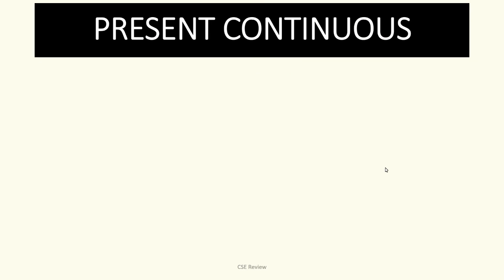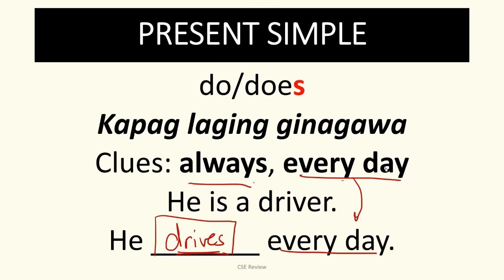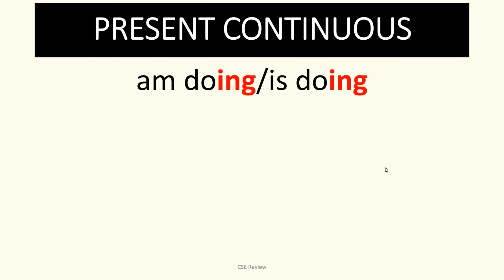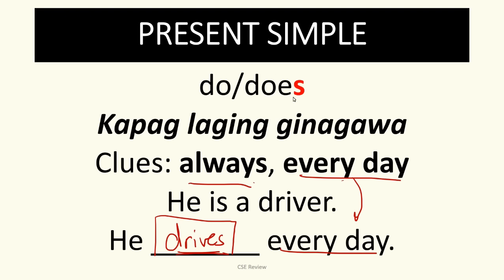Okay? Now, next form that we're going to talk about, yung present continuous. Ang laging napagkakamalian ng tao is yung present simple at saka present continuous. Now, anong pagkakaiba niya in form? Pag present continuous, am doing or is doing, okay, or are doing, merong ing, okay? Again, I want you to focus on the form. Dito sa present simple, may S or do or does yan, okay?